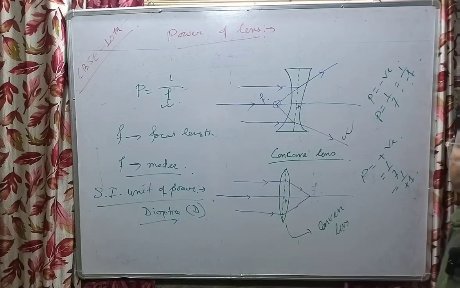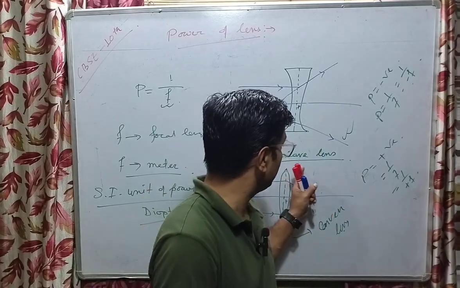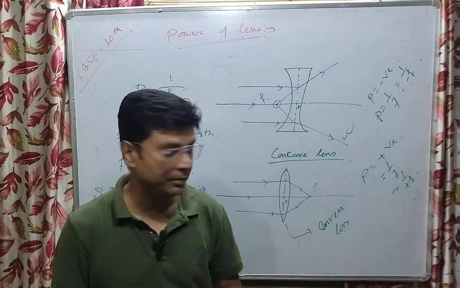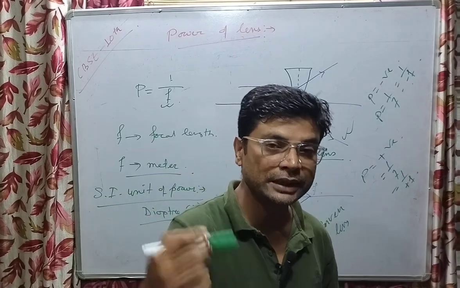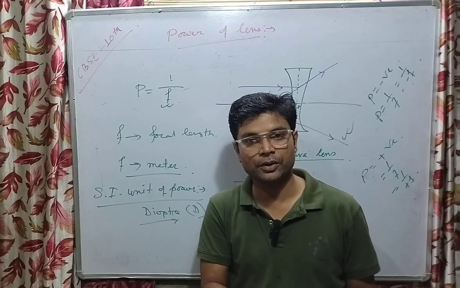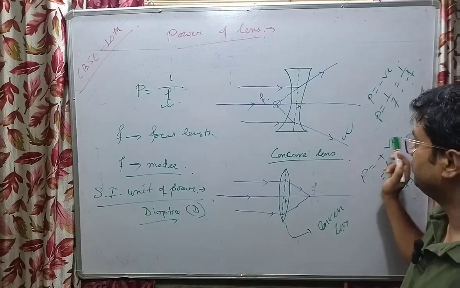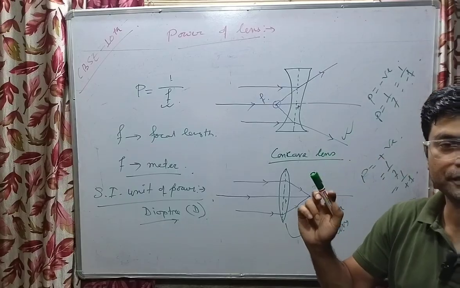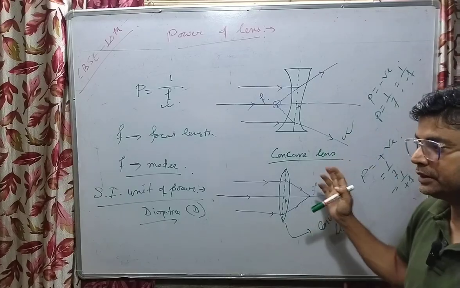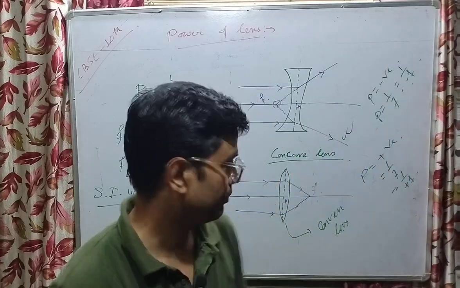Power of concave lens is always negative, and power of convex lens is always positive. It means power of real image will be positive and power of virtual image will be negative. Keep this important point in your mind, students. Okay.